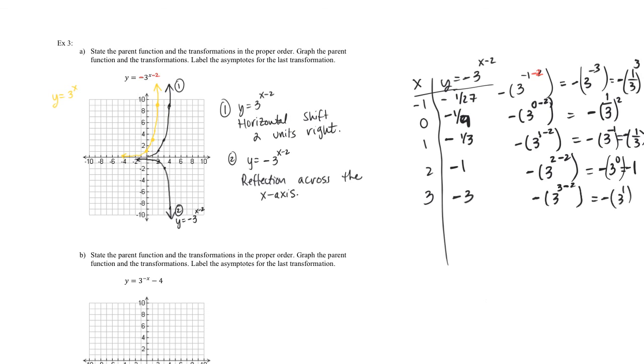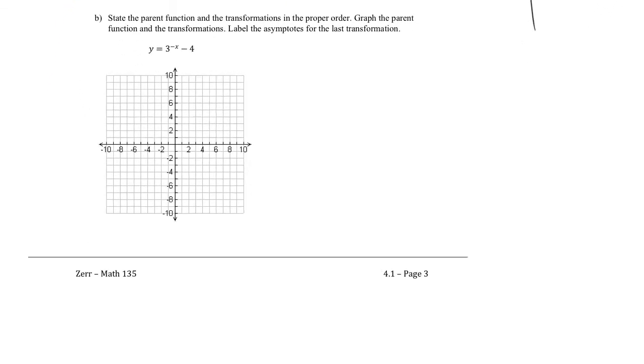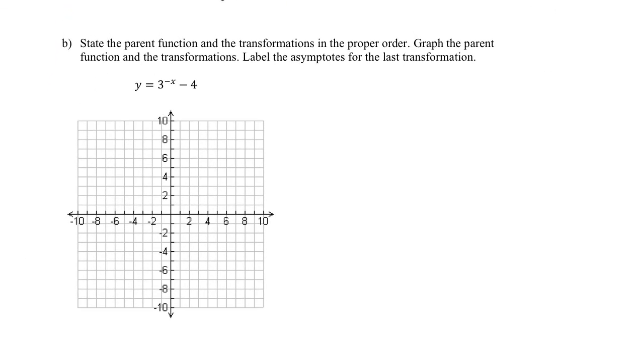Okay, let's try another one. So I encourage you to pause the video and see if you can come up with this. The first one we're doing is dealing with that negative x, okay? And then the next one is that minus 4. Then we'll take that and subtract 4 from the output. All right, so like I said, just see if you can come up with what those will look like.